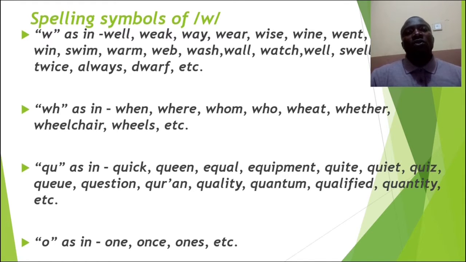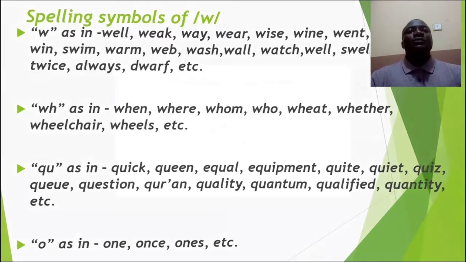Now, letters QU will give us /w/ in words like quick, queen, equal, equipment, quiet, quiz, queue, question, Quran, quality, quantum, qualify, quantity, etc. Then letter O will give us /w/ in words like one, once, etc. These are spelling symbols on the consonant /w/.